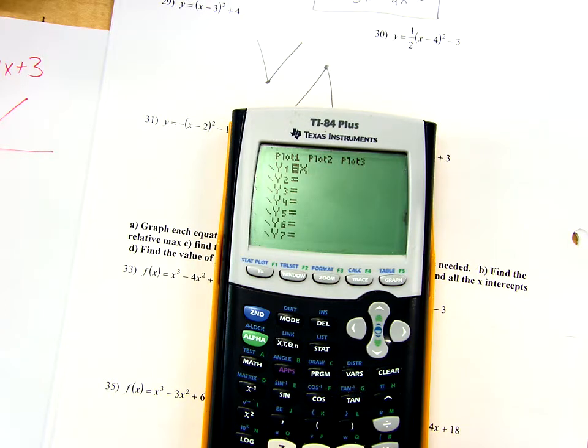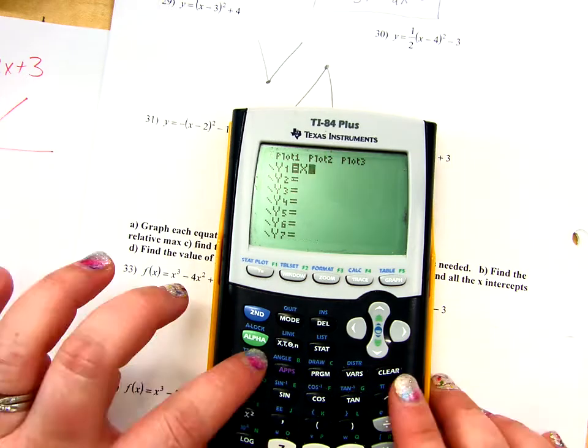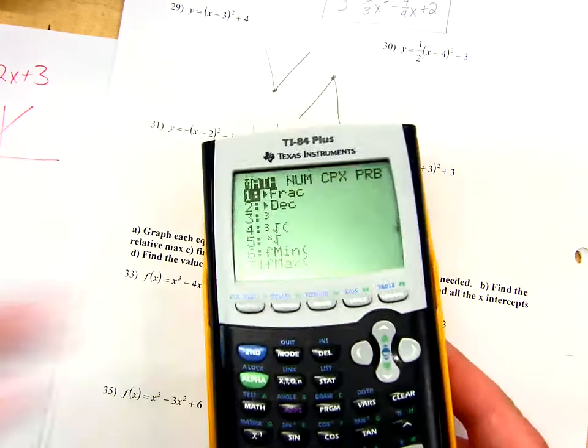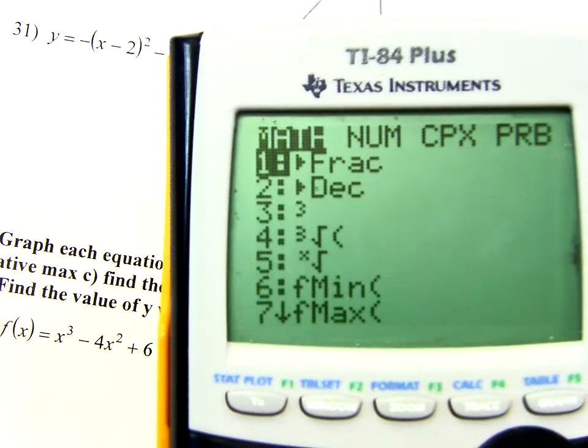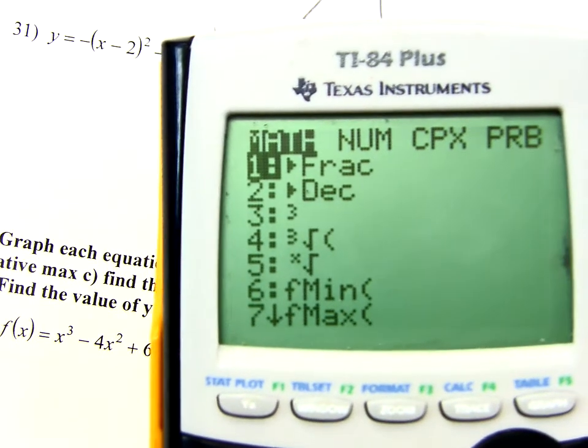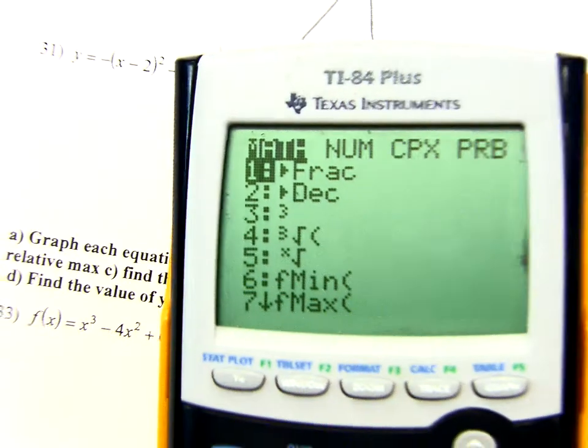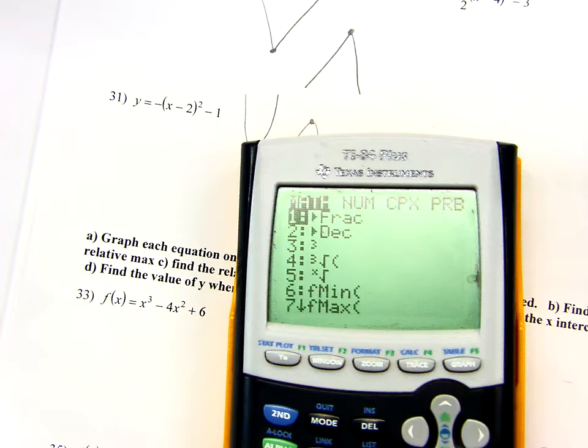I'll just show you, don't hit this, but if you hit math, she's right that there is a cubed button on there. If you look at number 3, that's the cube choice. But what happens if you want to do to the 4th, or to the 5th, or to the 6th? Those options aren't there. But, Shay, what can I do?